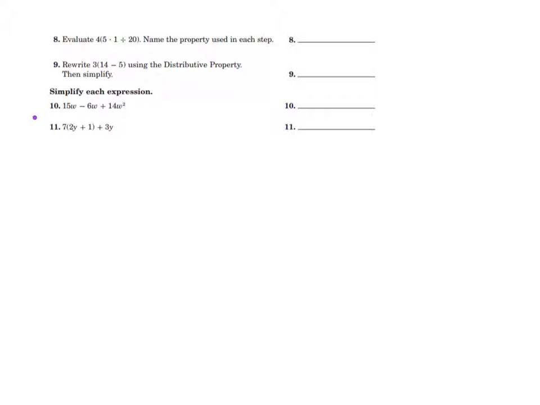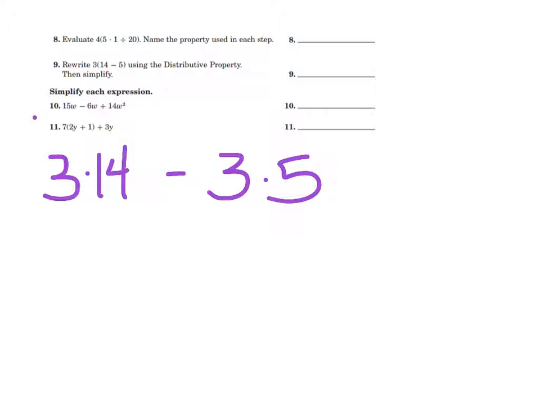9. 3 times 14 minus 5. Rewrite using the distributive property, then simplify. Here I'm going to do it the way they want you to, which is to write it as 3 times 14 minus 3 times 5. That's what they're looking for.